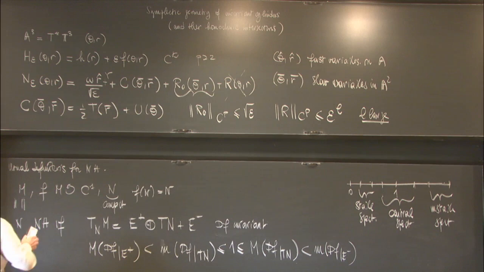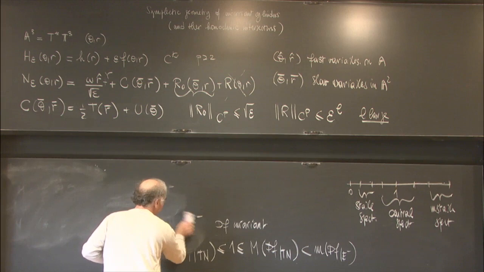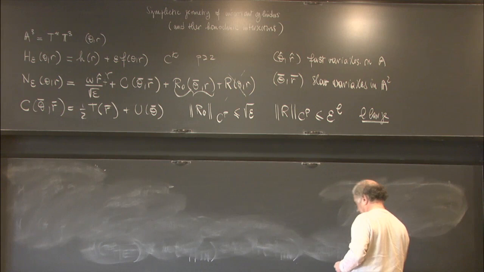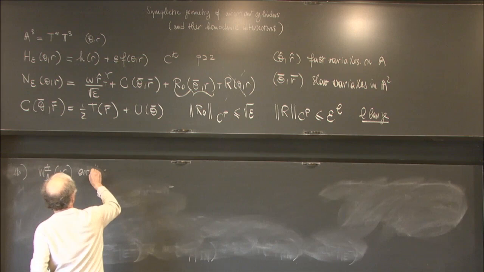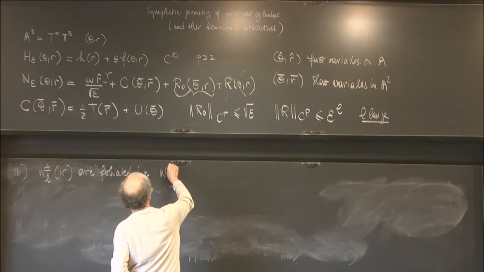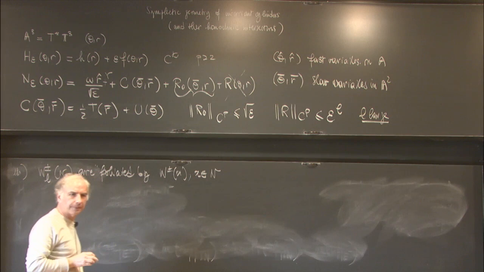Okay, I will add some words on the symplectic case. So third result. W plus minus log of n are foliated by the stable and unstable manifolds of the of n, which are C1.